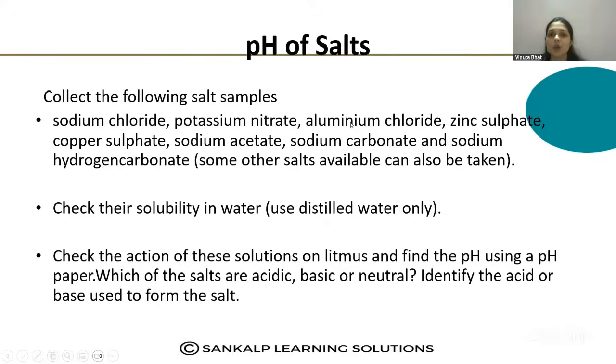Then pH of the salts, are they acidic or basic? So we have to study that. Here you have to collect some salts, that is sodium chloride, potassium nitrate, aluminum chloride, zinc sulfate. These are all examples of salts. And how can you decide the pH of all these salts?